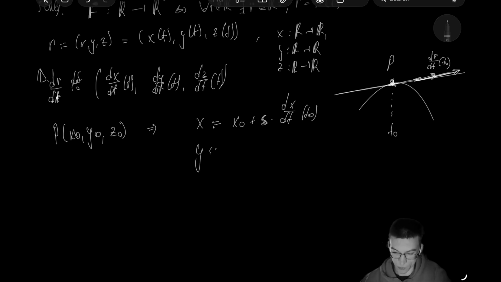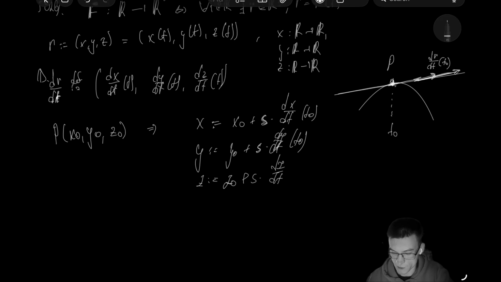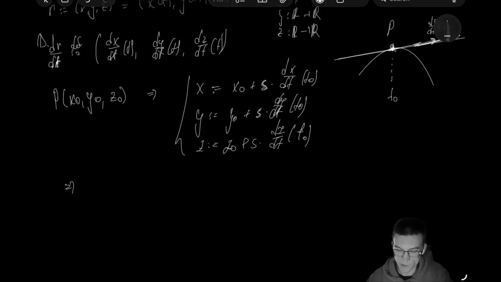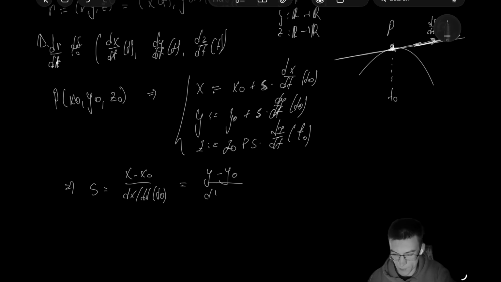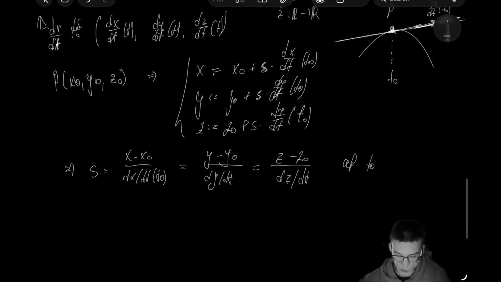So that's pretty simple. y is y0 plus the parameter s times dy over dt at t0, and z is z0 plus s times dz over dt at t0, and so on. And then we can even extract the parameter s here. The parameter s would be x minus x0 over dx over dt, which equals y minus y0 over dy over dt, which equals z minus z0 over dz over dt, all at the specific t0, of course. So that's pretty much it for the tangent line.